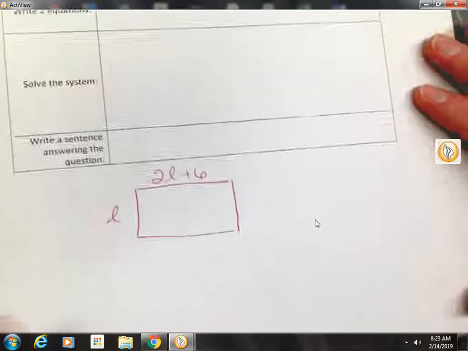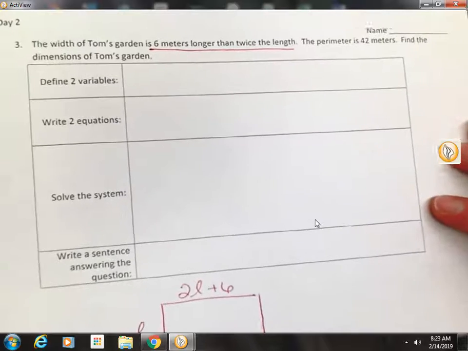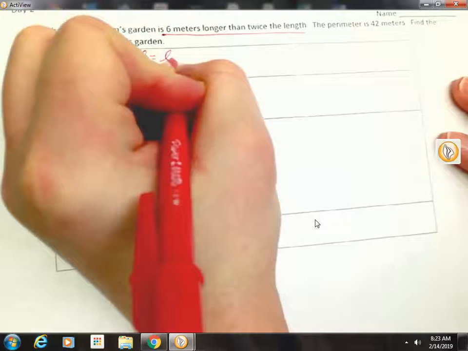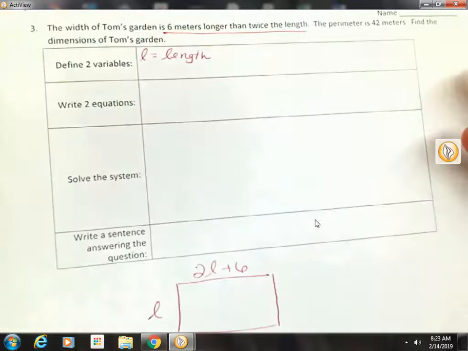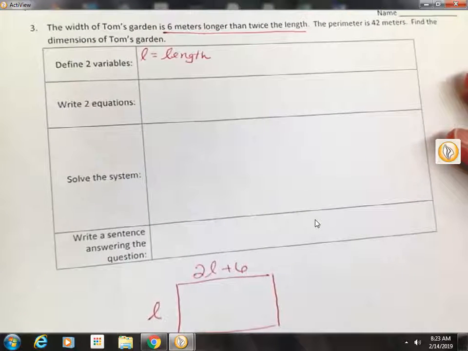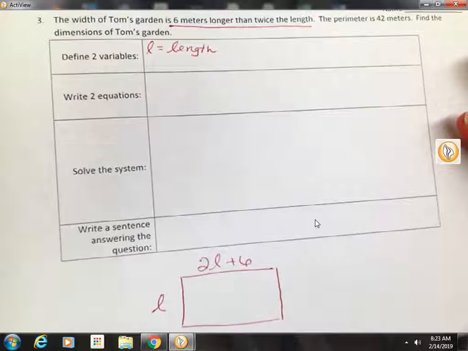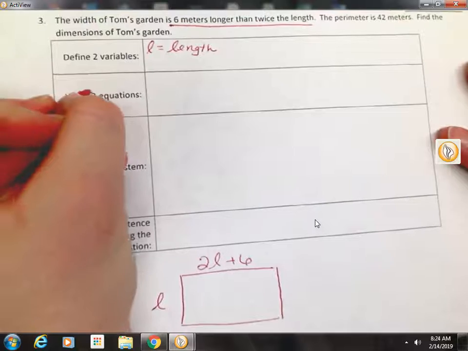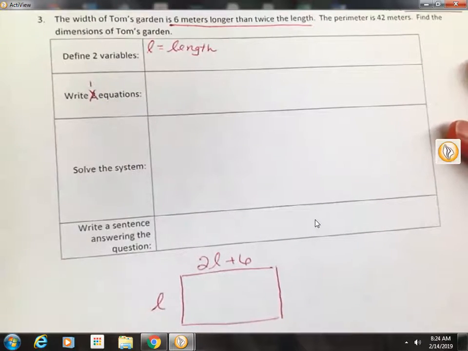The width, okay, so let's back up for a second. Let's define these variables. I'm letting L be what? Length. I don't necessarily have another variable here, do I? Because my width is using my length in it, so I'm okay with this having just one variable. Writing my equations, I really think in this situation, I can do it with one equation.